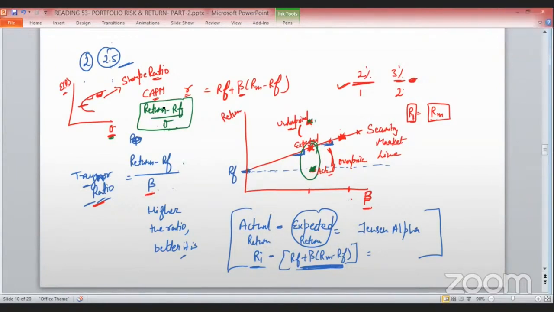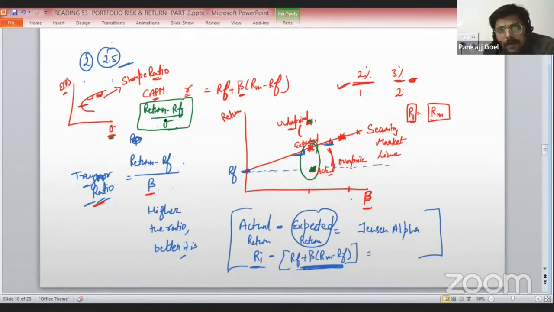So what's the difference between Sharpe ratio and Treynor ratio? Here, we are comparing this risk premium with the total risk, standard deviation. Here, we are comparing this risk premium with only the systematic risk. हम कह रहे हैं एक unit systematic risk लेने से कितना additional risk premium हम earn कर पाते हैं? एक unit systematic risk के लिए कितना risk premium? यहाँ पर हम कह रहे हैं एक unit total risk के लिए कितना risk premium?